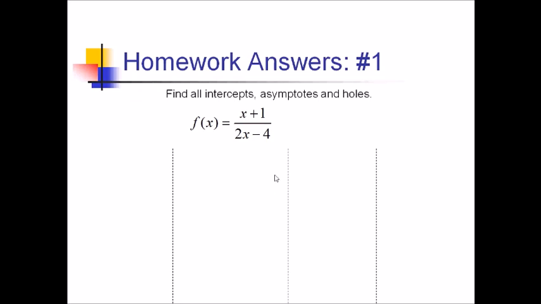I'm going to start by factoring things out here. All I can really do with factoring is my denominator. I can take out a 2, leaving me with x minus 2 inside. And now that I've got it factored out, let's pick out some of these key features.